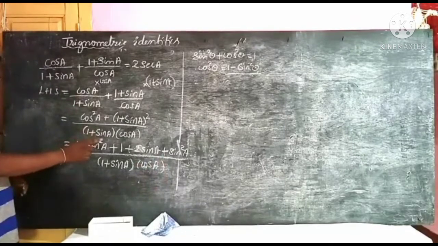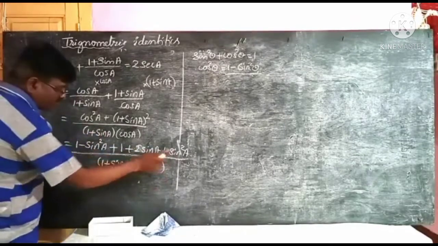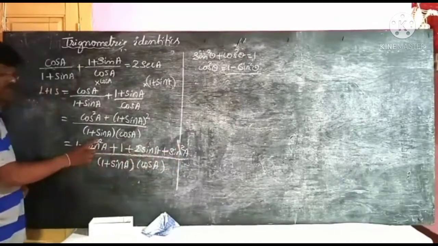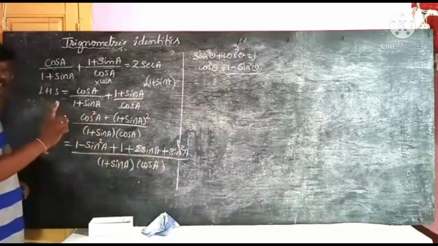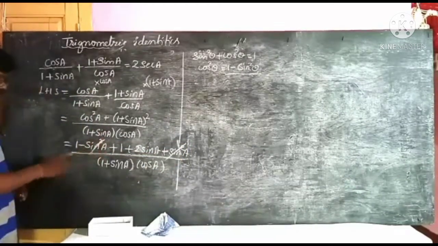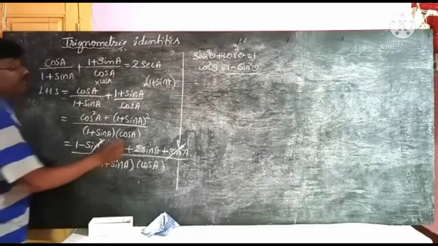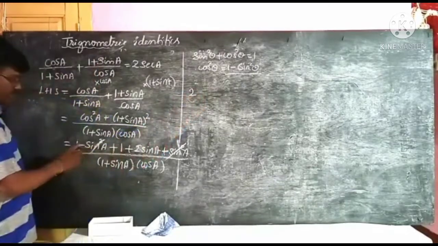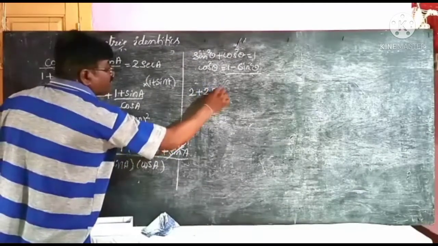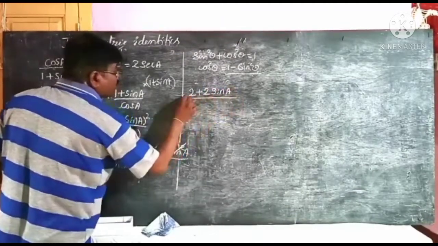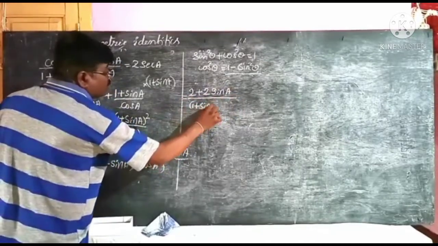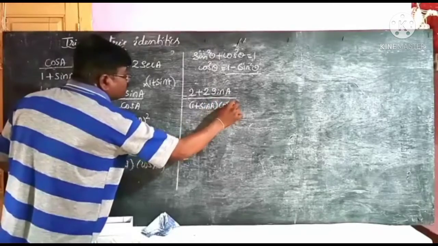So you can identify the like terms, sine and cosine. Observe the power also: sin square A and sin A are not the same, sin A cannot be cancelled against sin square A. The sin square A terms are like terms, so both are cancelled here. 1 plus 1 is nothing but 2, and plus what we are obtaining, 2 sin A, divided by 1 plus sin A into cos A.